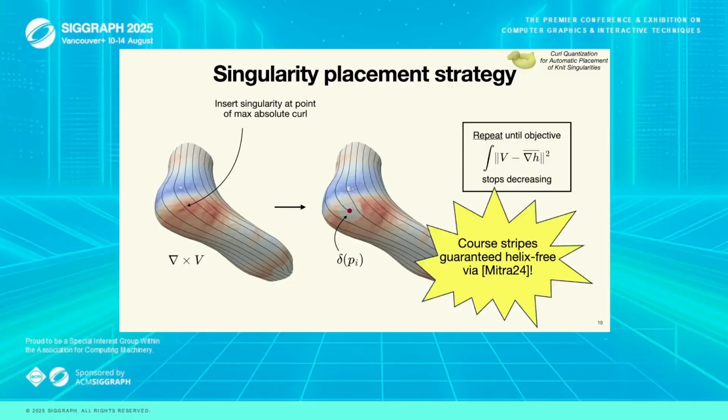And in the course direction, we need to be a bit more careful because there are some manufacturability constraints that we didn't touch on, but that are detailed in the paper, this famous helix-free constraint. We achieved that by using the path integral constraints that we developed in last year's paper, Mitra 24. And these manufacturability constraints are the reason why we cannot use a standard quad-dominant mesher for this task.